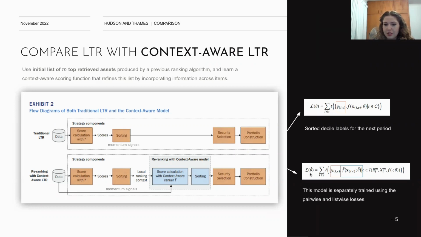And you'll see that in this loss function, we still include the output from the original model, right? So R_t is just the sorted decile labels from the previous output, and then X_t is just the corresponding currencies for each. And that's just the original learning to rank function from before. So that one over there. Okay, and that's the basic difference, right? So we have a list of scores from our original learning to rank model, and we use the transformer network, the context-aware model, to actually just refine or re-rank those scores. And then we still need to select the securities, and then we still need to construct the portfolio.